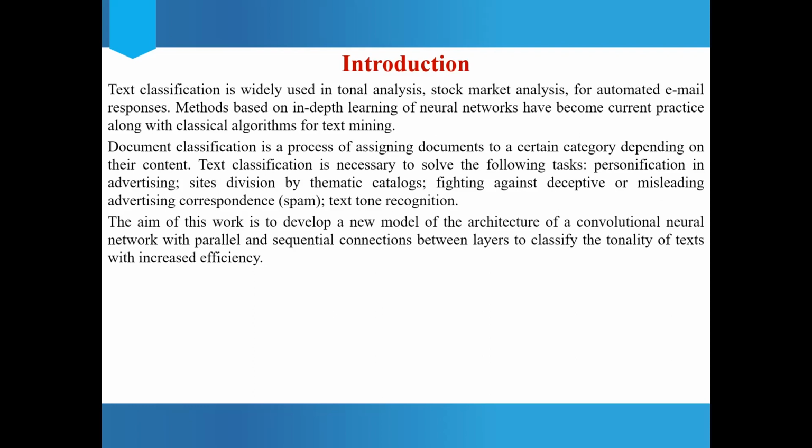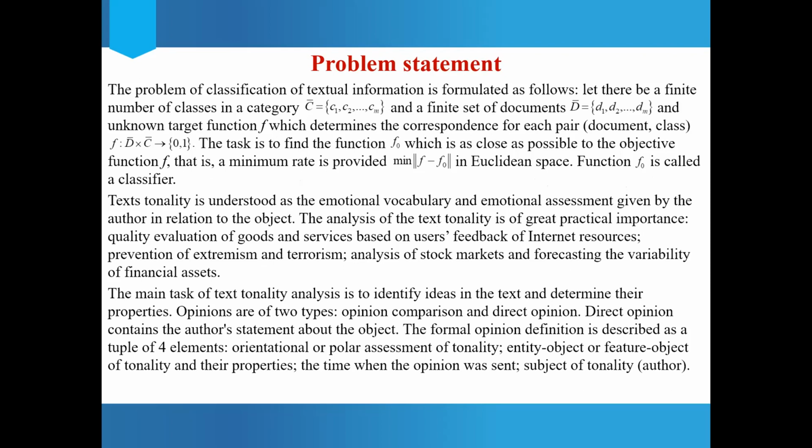The aim of this work is to develop a new model of the architecture of a convolutional neural network with parallel and sequential connections between layers to classify the tonality of text with increased efficiency. The problem of classification of textual information is formulated as follows. Let there be a finite number of classes in a category and a finite set of documents, and a known target function f, which determines the correspondence for each pair, document and class. The task is to find the function f0, which is as close as possible to the objective function f, that is, a minimum error provided in Euclidean space. Function f0 is called a classifier.